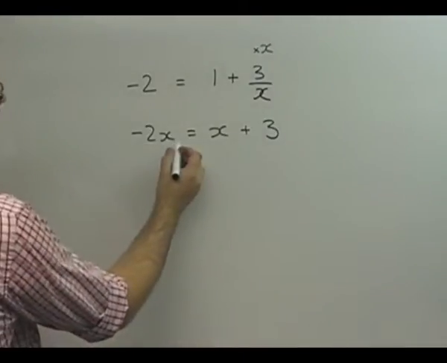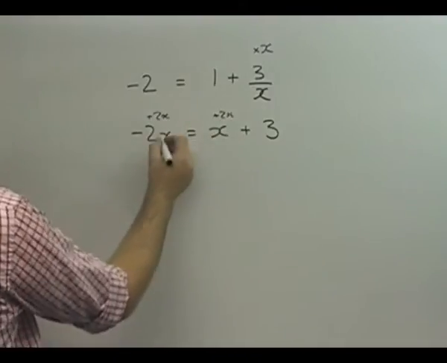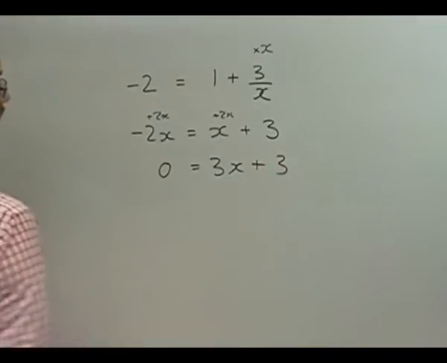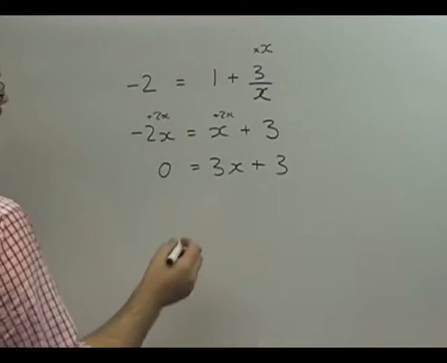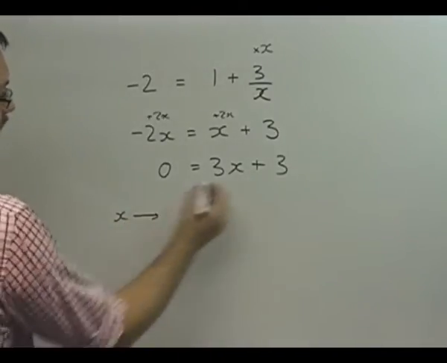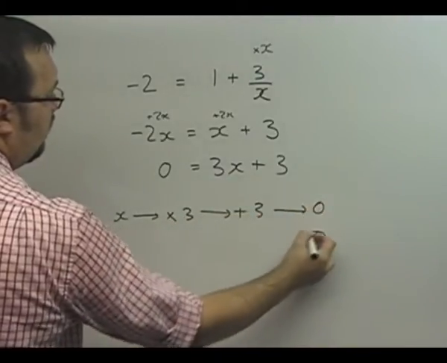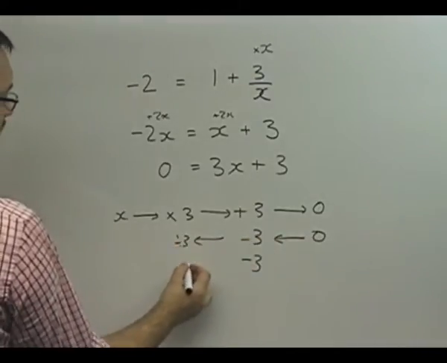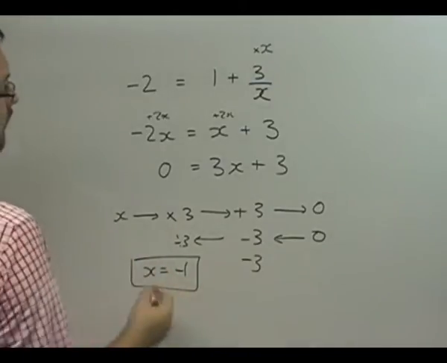Well, here I'm going to choose to add 2x to both sides. So this becomes 0, this becomes 3x plus 3. So overall it becomes fairly straightforward, but in case you can't work it out, I will show you the flowchart because it does involve a negative number. So x multiplied by 3, add 3 is 0, so 0 take away 3 is negative 3, divided by 3 is negative 1. Again, I don't recommend you do this if you know what's going on.